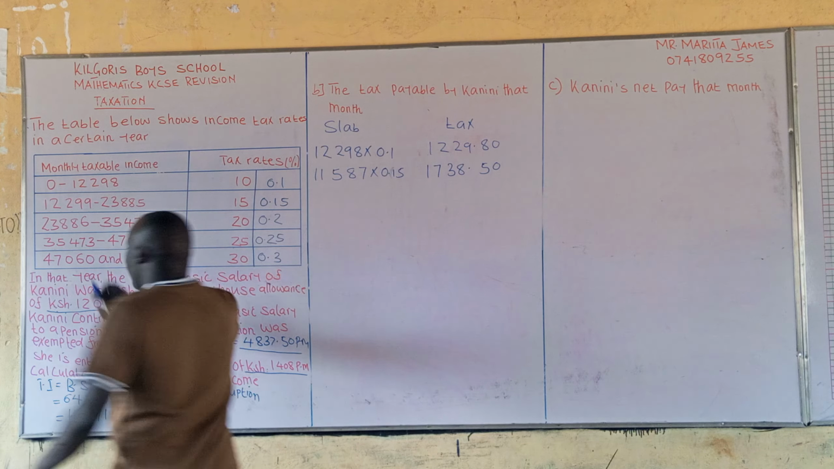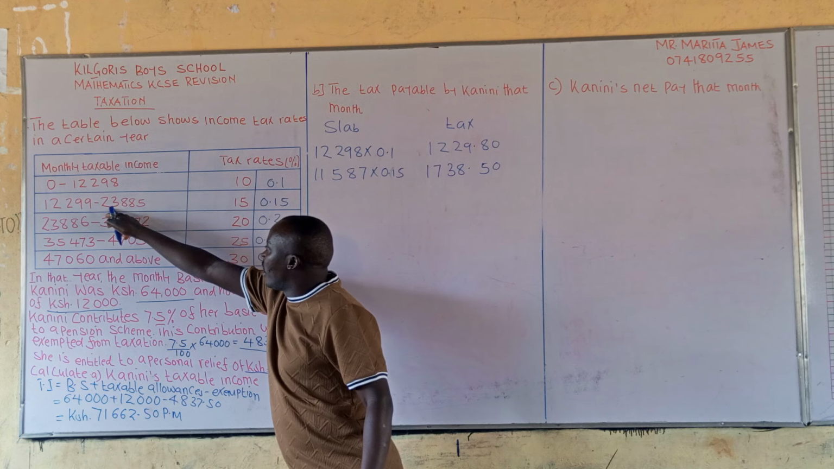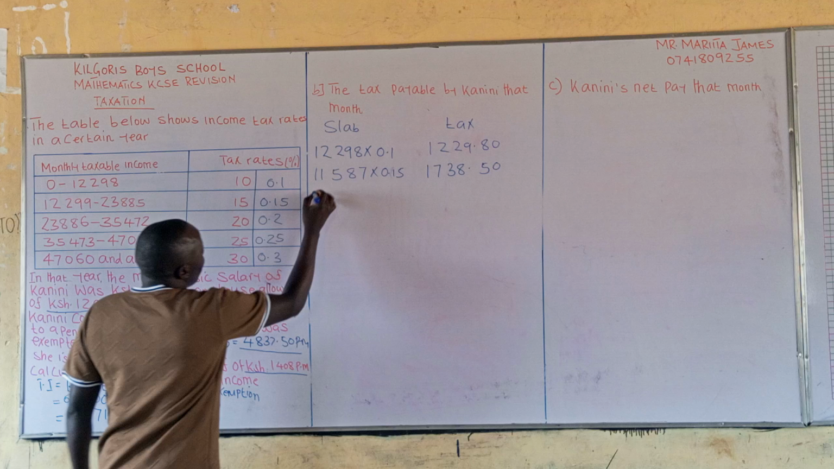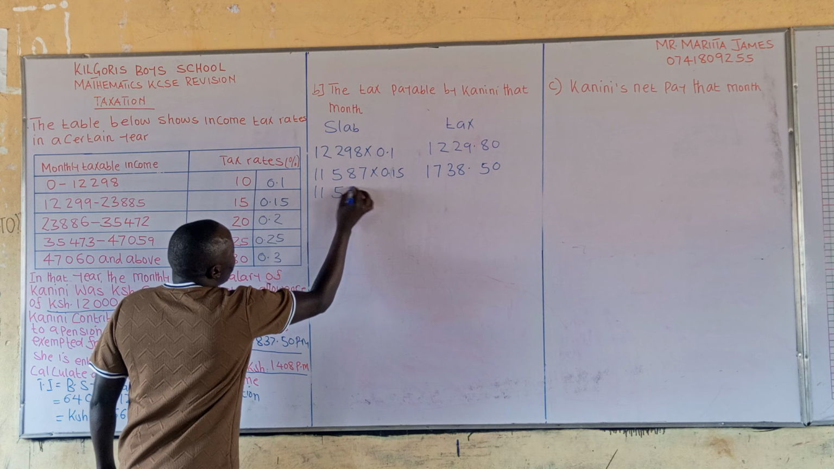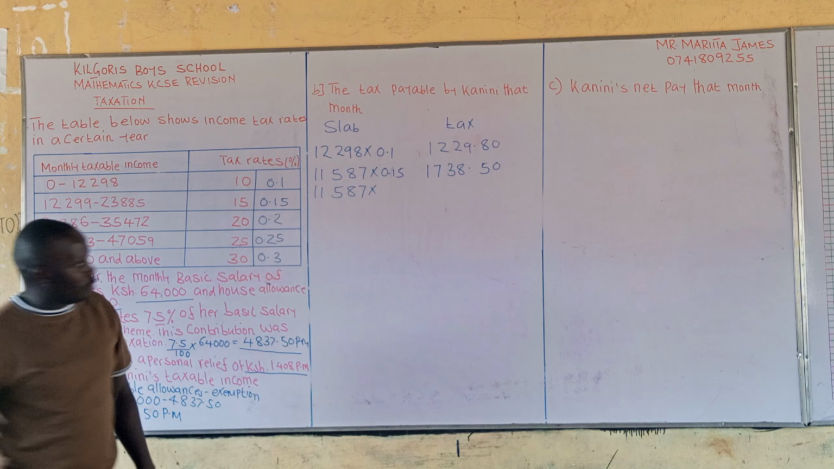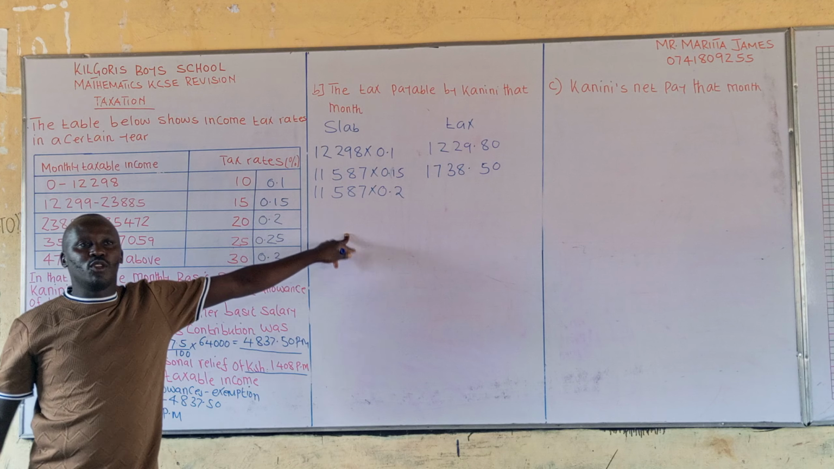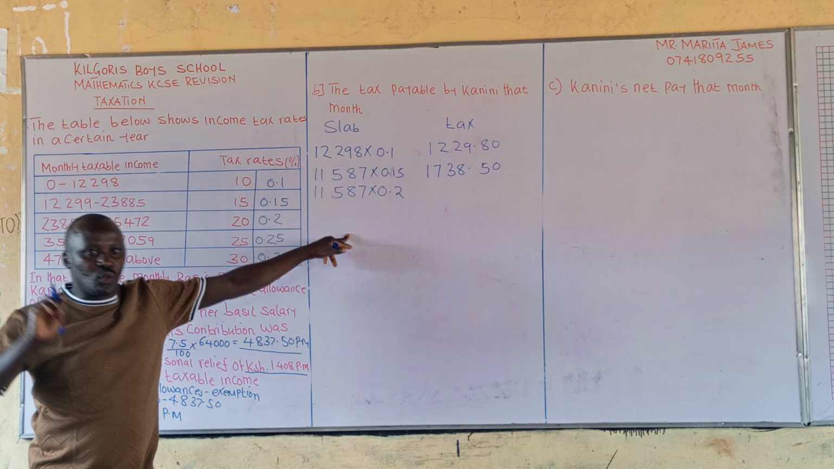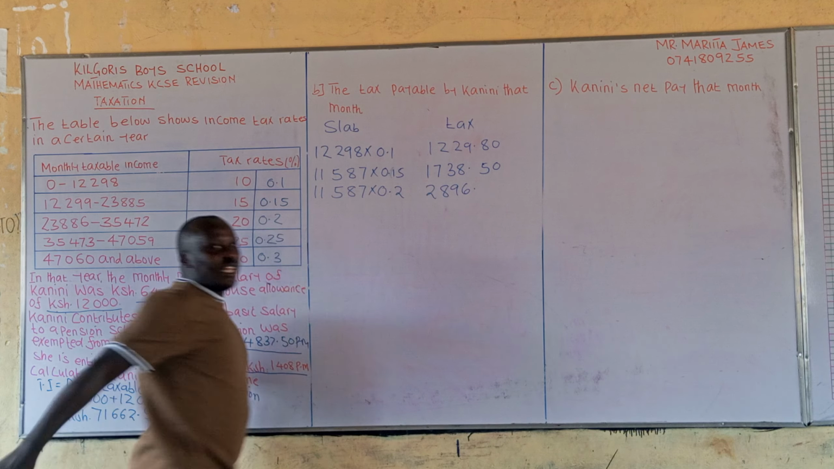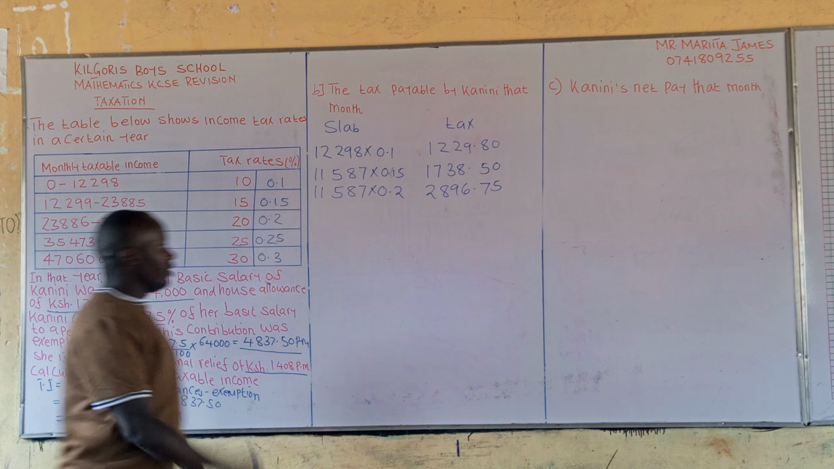Then next you have 35,472. You subtract 23,885. That also gives us a difference of 11,587 times the rate. The rate here is 0.2. So you multiply this by 0.2, and the tax you will get here will be equivalent to 2,896 and 75 cents.